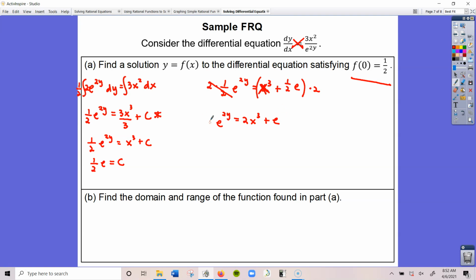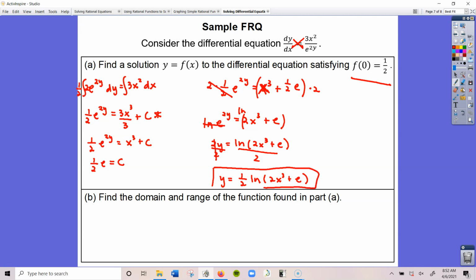Now we can cancel out the e by applying ln to both sides. So we get 2y is equal to the ln of 2x to the third plus e. And finally, divide by 2. So y is going to equal 1/2 of ln of 2x to the third plus e. And this would be my particular solution that they were asking for.